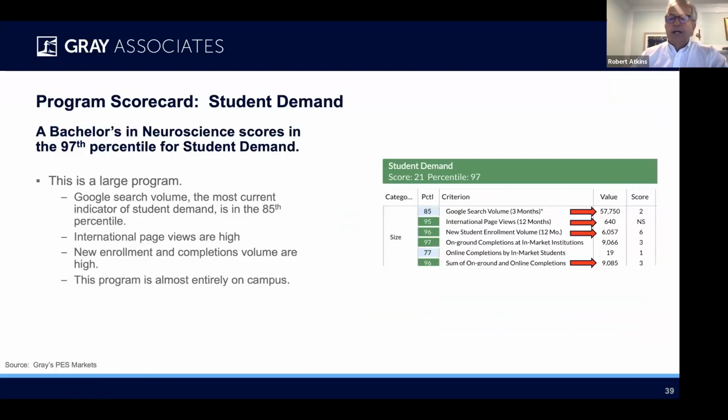What's happening in student demand? Well, this actually looks pretty good. We're at the 85th percentile in Google search volume, and you can see everything else is green, except online, which is still healthy at the 77th percentile. So very good showing in terms of overall student demand for this program. Also, I'm going to point out that internationals are at the 95th percentile, so this is a program that's of great interest to international students, one of the growth avenues in higher education.